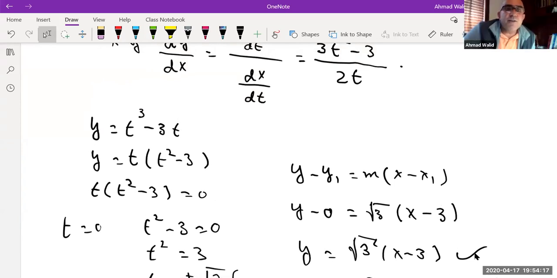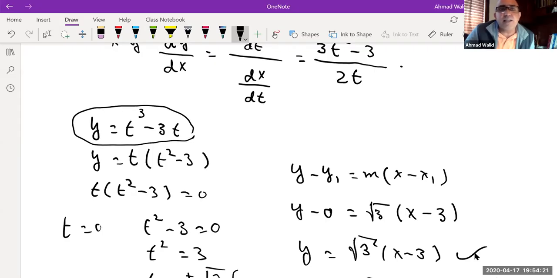Yeah, I solved for t. You see, I just pick one of them. I don't need this one or the other one. I take this equation and I plug in the value which is given to me. x is 3, y is what? 0.